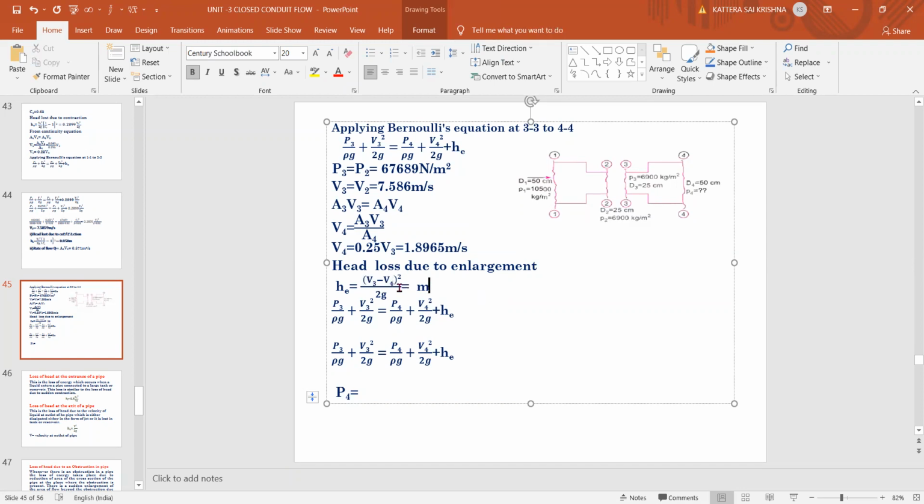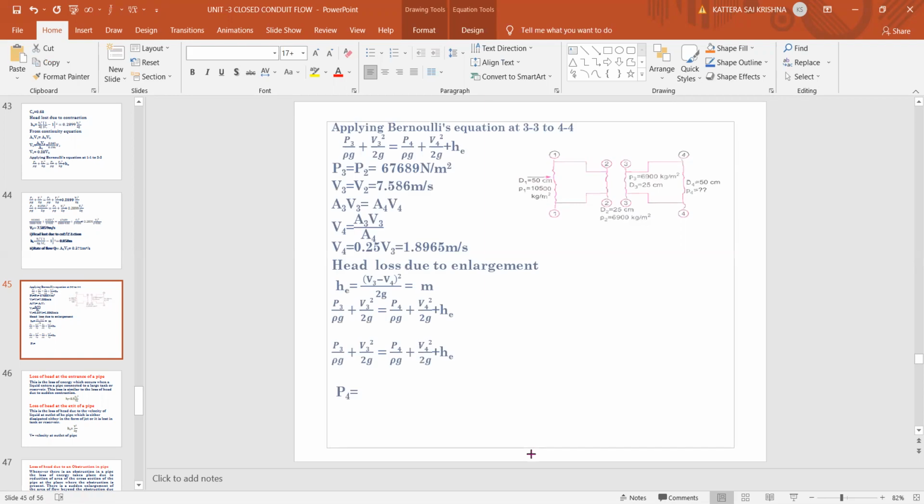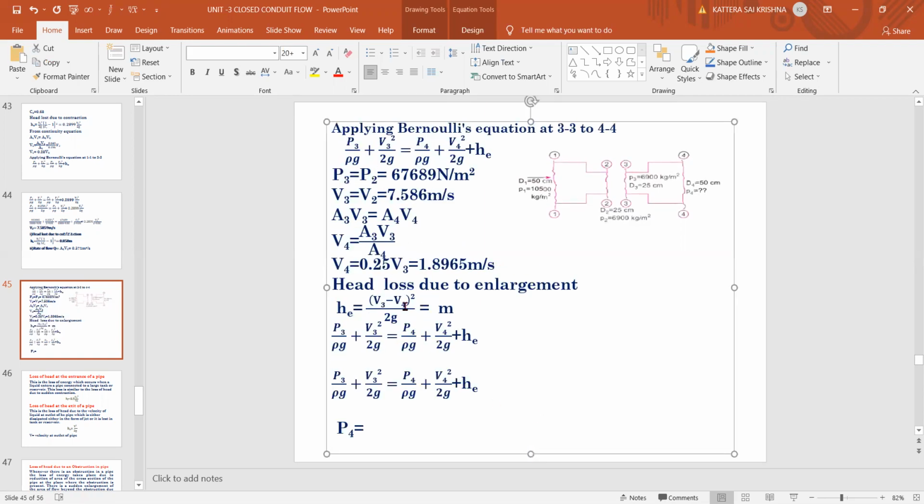Okay, so substitute the values of velocity 3 and 4 here, and you can find HE. That is 7.586 minus 1.8965, whole square, by 2 into 9.81. One point six four nine eight, sir. Right, thank you. So HE is 1.6498 meter.